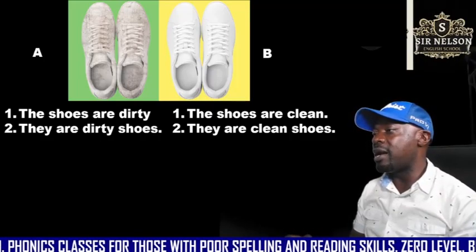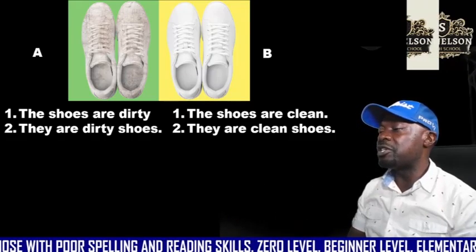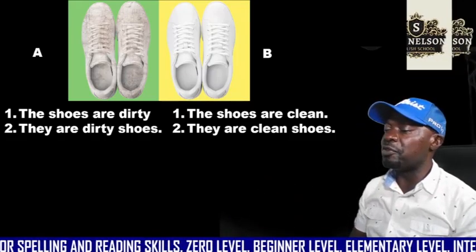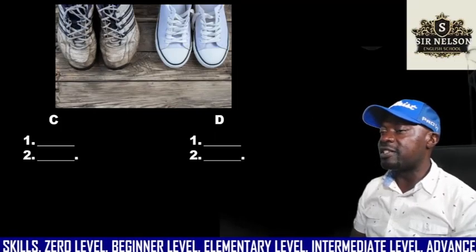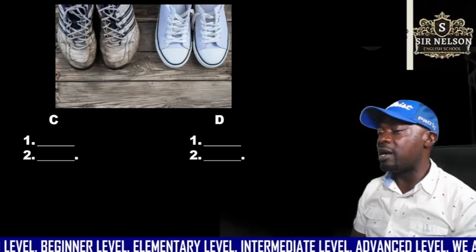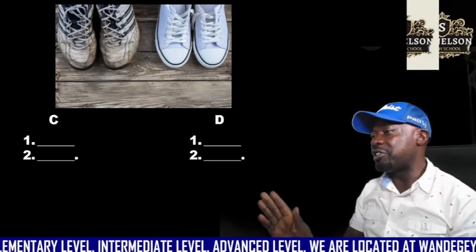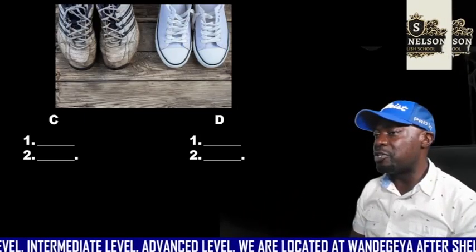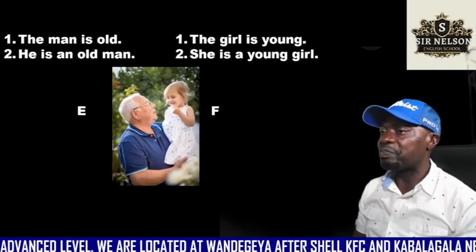So number 1, the adjective comes at the end. Number 2, the adjective comes before the noun. C, D. Follow the example and write number 1, number 2. Remember, number 1, the adjective comes at the end. Number 2, you put the adjective before the noun.